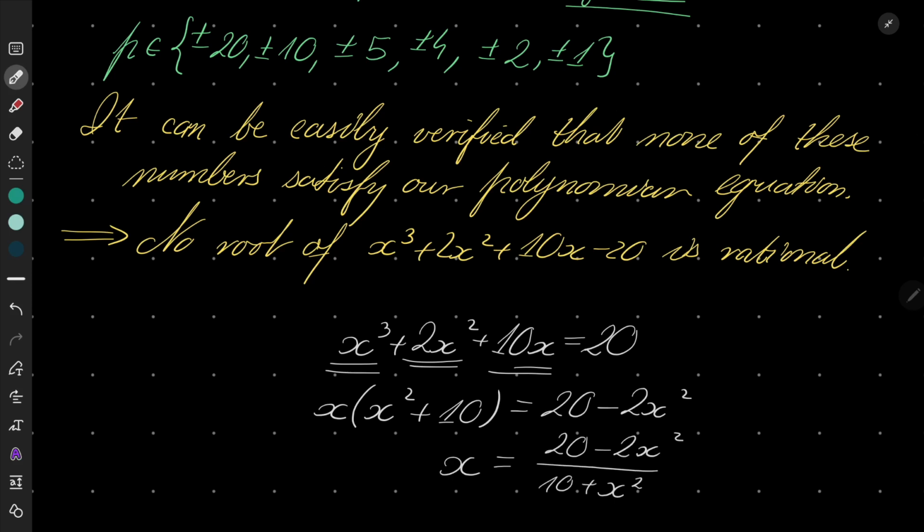Okay, and now let's see. Can x squared be rational? No, it can't, because if x squared were to be rational, then x would be rational as well. But we have just demonstrated a minute ago that x is irrational. So since x is irrational, x squared must be also irrational. And that closes our problem.